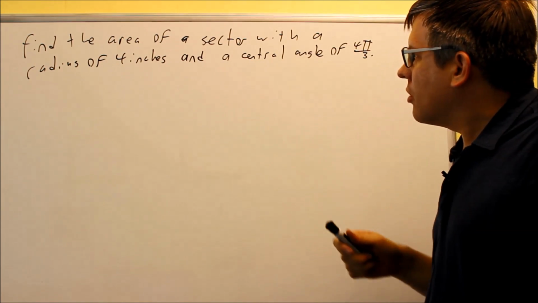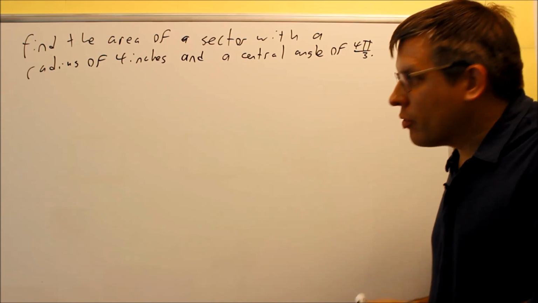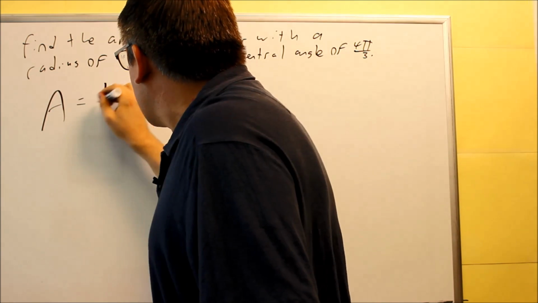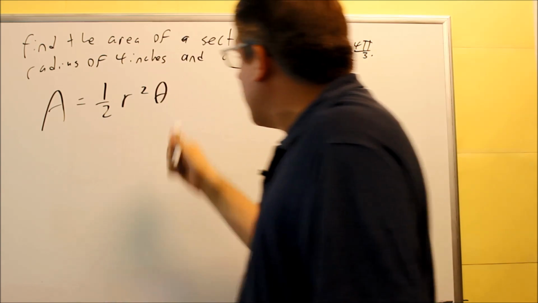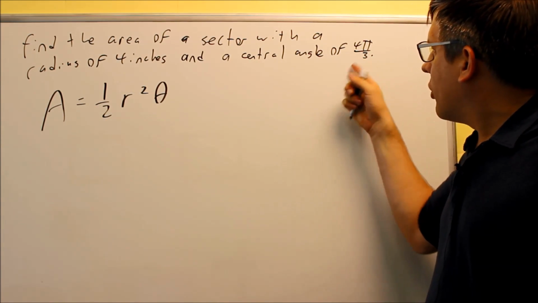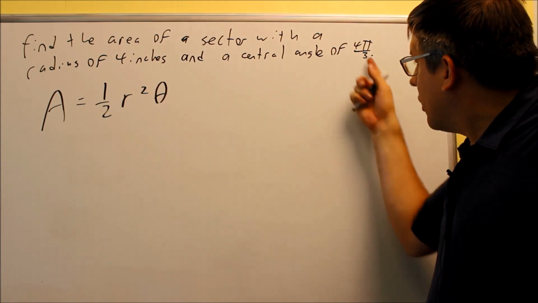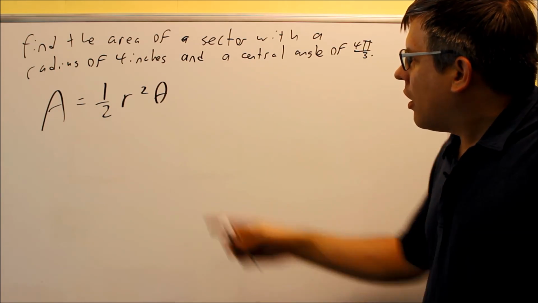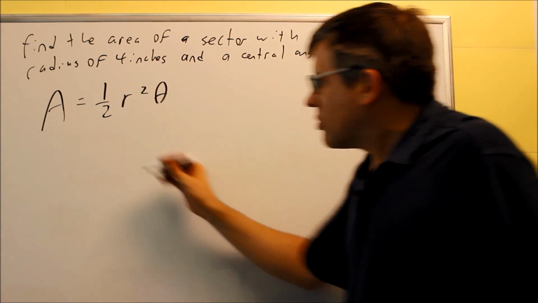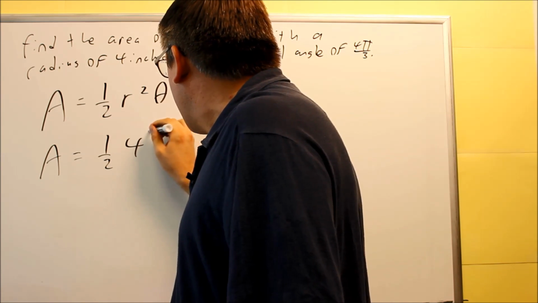Find the area of a sector with a radius of 4 inches and a central angle of 4 pi over 3. Here's the formula. Area equals 1/2 r squared theta. Again, your theta must be in terms of radians. Well, we have a central angle. That's your theta. That is in terms of radians, so we're going to put that in here. Also, the radius is going to be 4 inches.